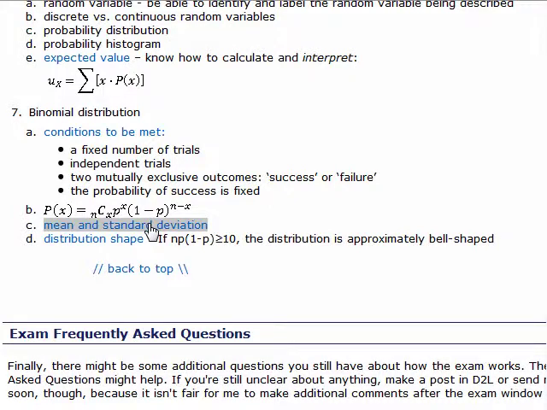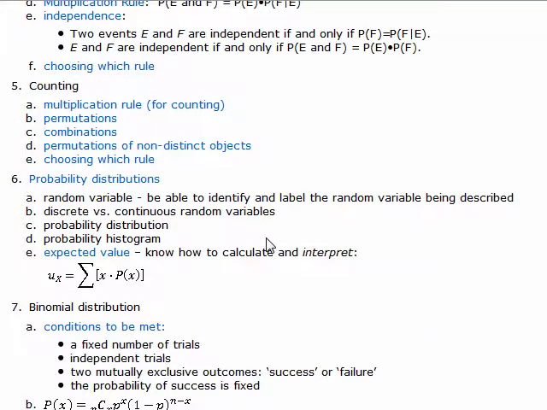For mean and standard deviation, really the only thing I might ask is the mean, where you just say, well, if I've got 40 trials and the probability of success is 1/10, then the average I would expect is 1/10 of 40 or 4, and that's the mean. So really that's all I would ask. I'm not going to ask about standard deviation. And then last thing here, a little comment about the distribution shape. If n times p times 1 minus p is at least 10, the distribution will be approximately bell-shaped. So very quick overview there.